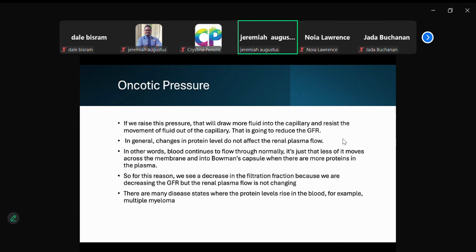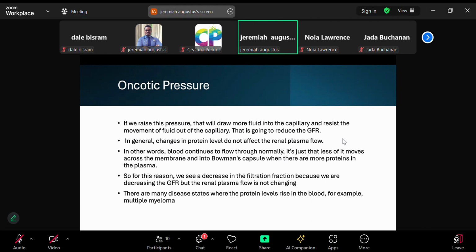Anybody? A high oncotic pressure in the capillaries. Multiple myeloma. What do you have in multiple myeloma? Increase what?